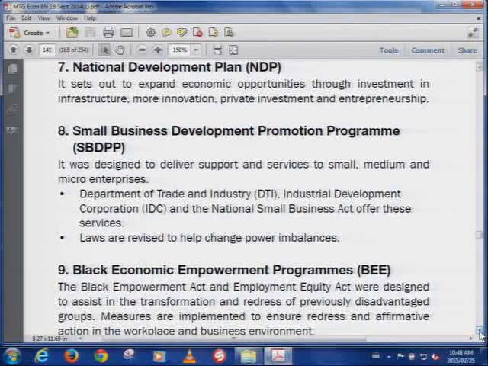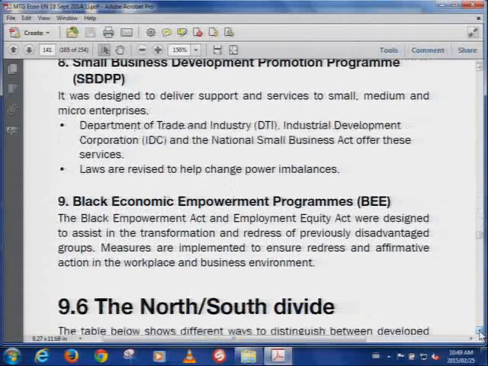And then we've got small business development promotion. This is also one of the plans of the strategies to develop the economy. It was designed to deliver support and services to small, medium, and micro enterprises. It is driven by the Department of Trade and Industry, as well as the IDC. It's also a player there. The laws have been revised to help change imbalances. And then you have your Black Economic Empowerment Program, the BEE, which has now been changed to become broad-based Black Economic Empowerment.